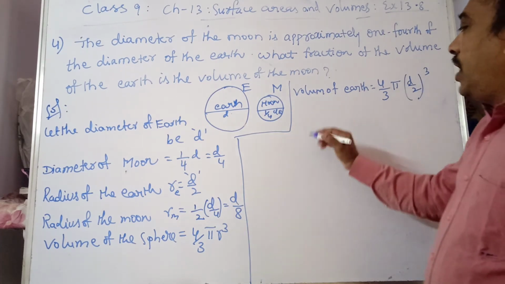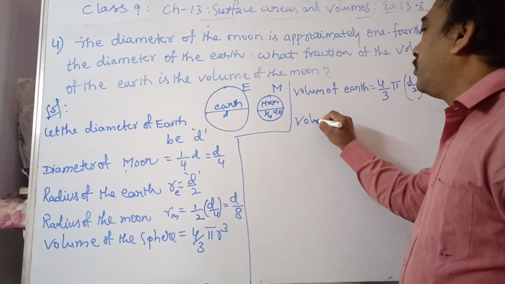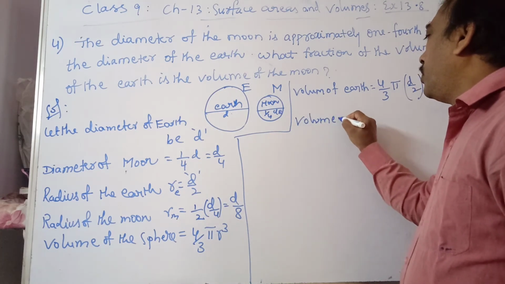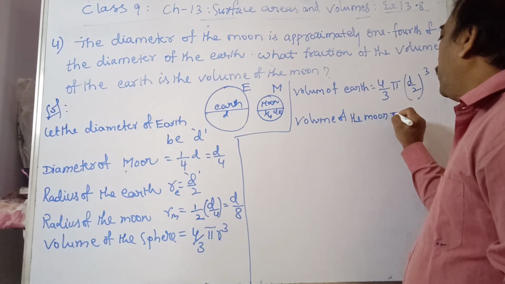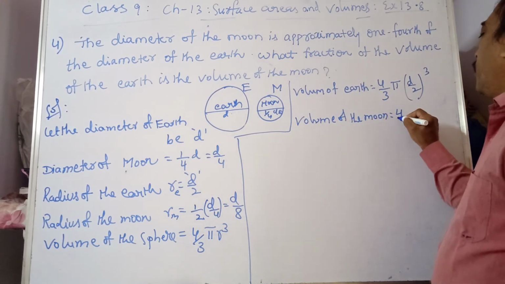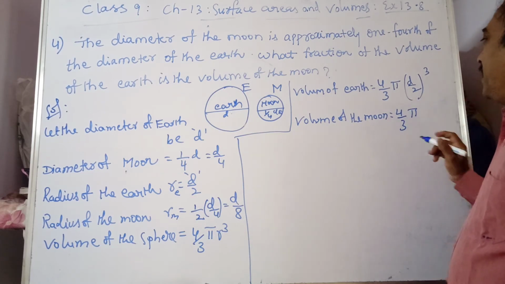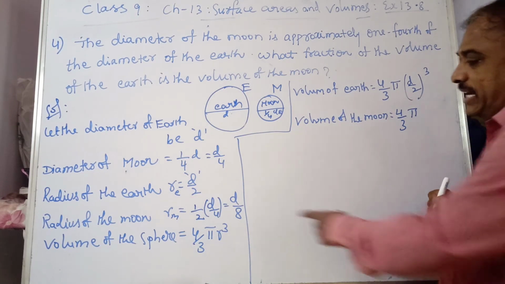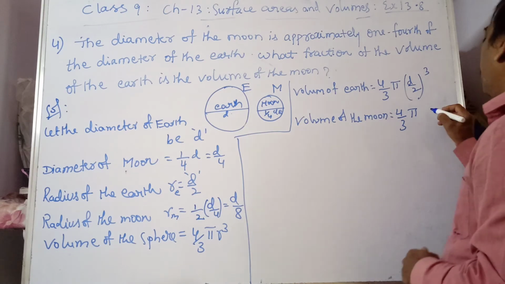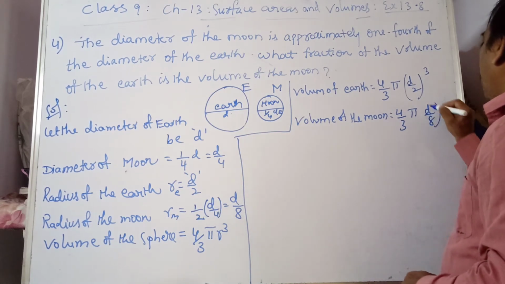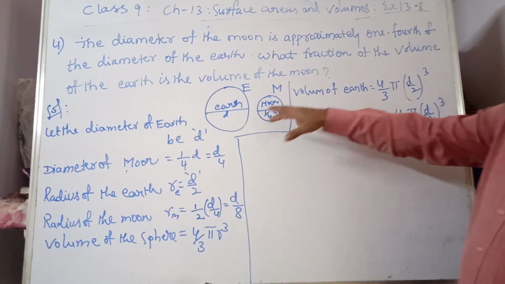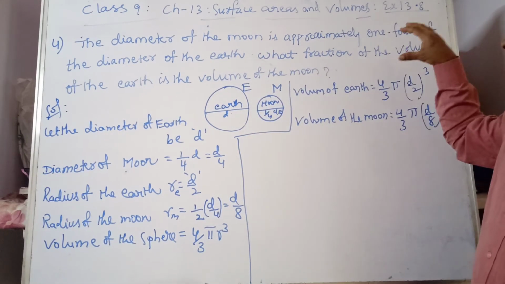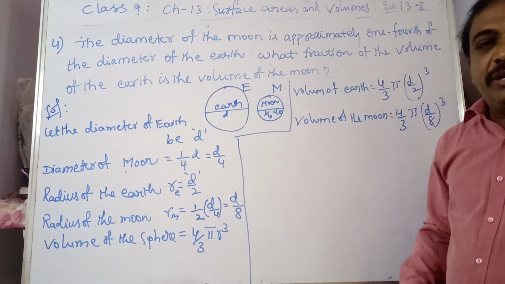Next, volume of the moon. Volume of the moon, which is equals to again 4 by 3 pi. What is the moon radius? D by 8. So d by 8 whole to the power 3. I am not taking values because he didn't give any, only approximately 1/4 of the diameter of the earth.